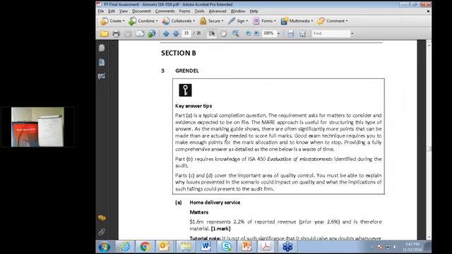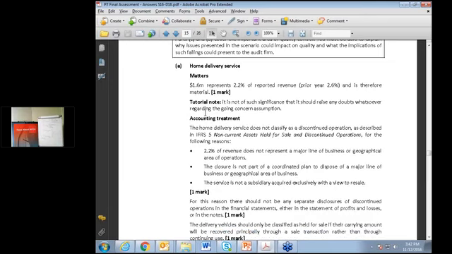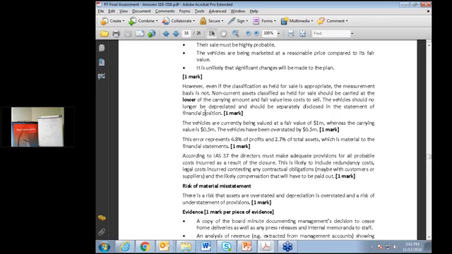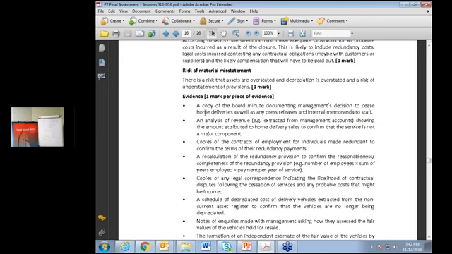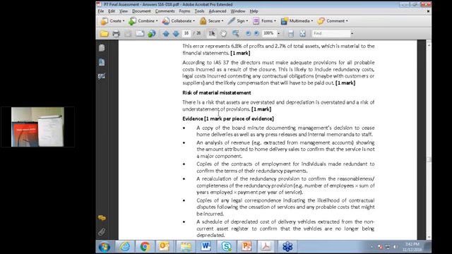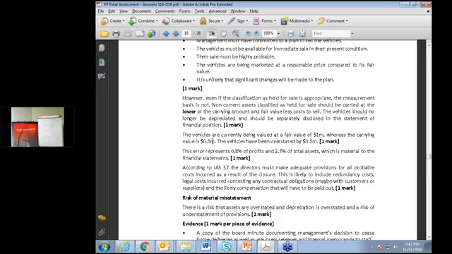And you can open this in the handout section that you have. So you see the matter, and it comes up with an accounting treatment, and then 1 mark each is available associated with the risks and the evidences that you would want to highlight. Right? So it says in evidence 1 mark per piece of evidence. And there are many that you can see in the answer actually.